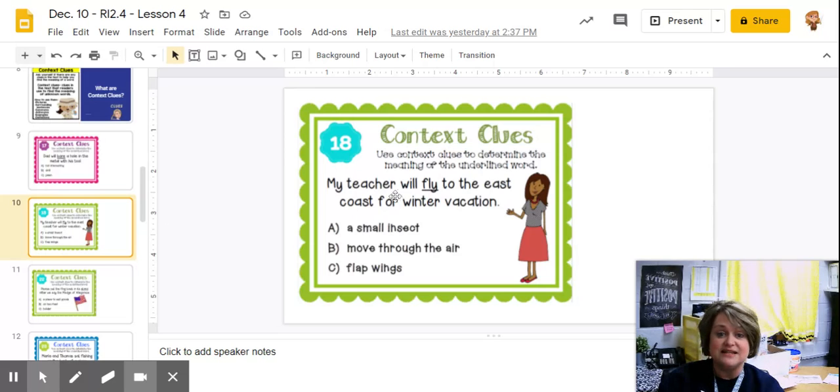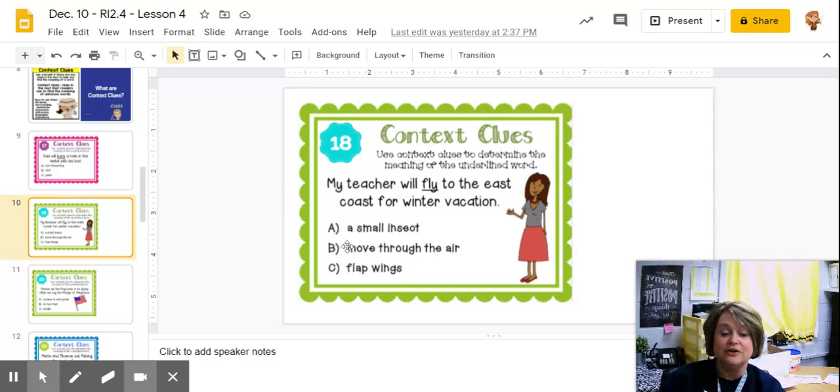It says, my teacher will fly to the East Coast for winter vacation. Ooh, fly to the East Coast. What does fly mean in this sentence? Is it a small insect? Does it mean move through the air? Or does it mean flap her wings? Which one makes sense? It does mean move through the air.